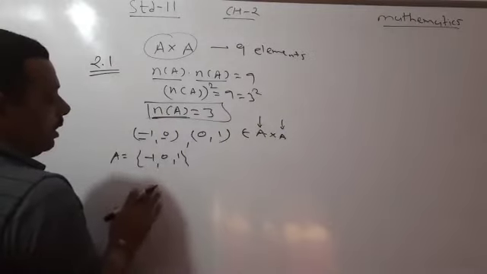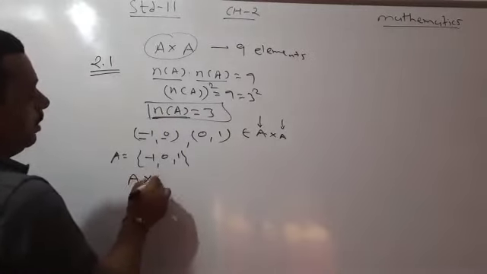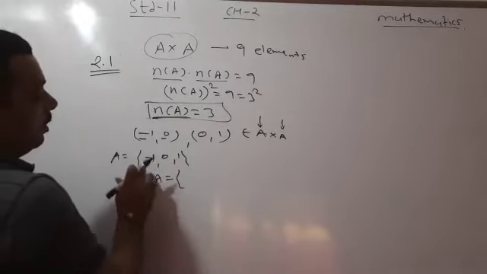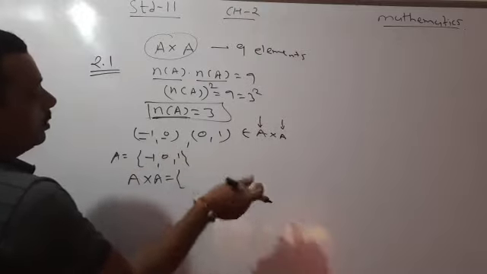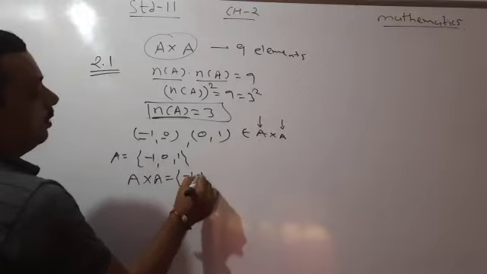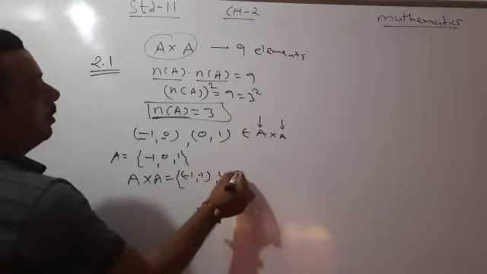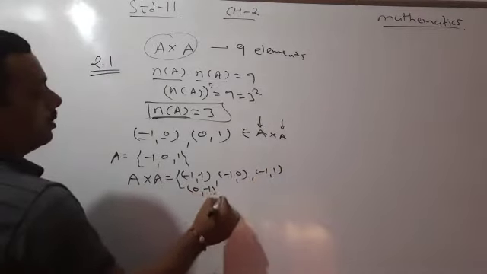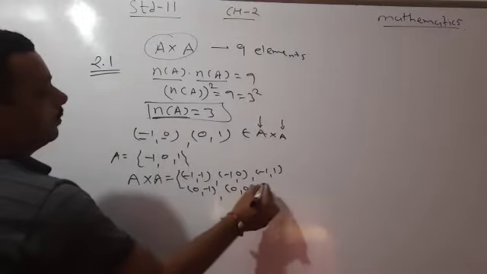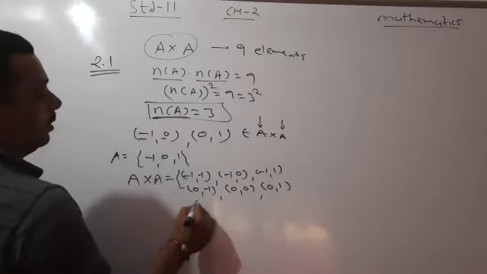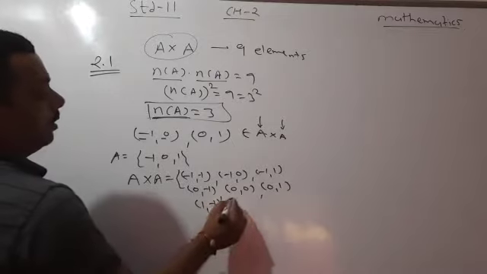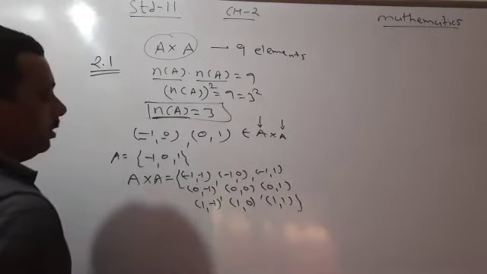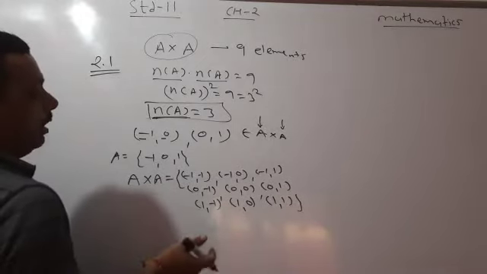Now, the question is to write the remaining entries of A cross A. We know that A cross A contains a total of 9 entries. Which are they? -1, 0, 1 cross product with -1, 0, 1. So we'll say (-1, -1), (-1, 0), (-1, 1). Now (0, -1), (0, 0), (0, 1), (1, -1), (1, 0) and (1, 1).